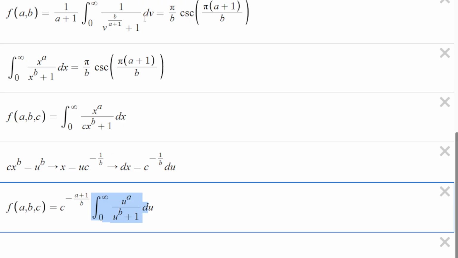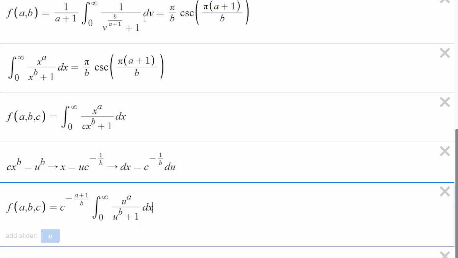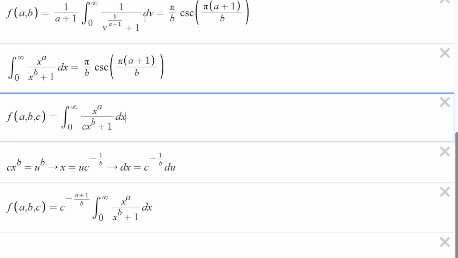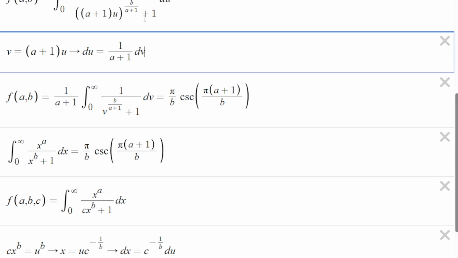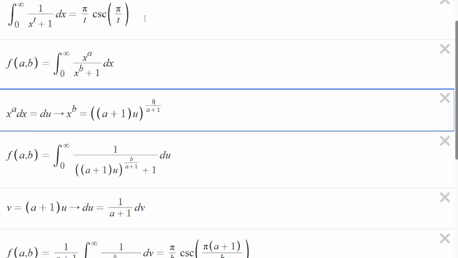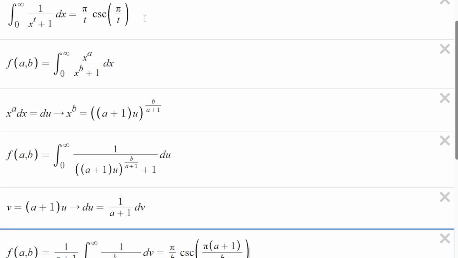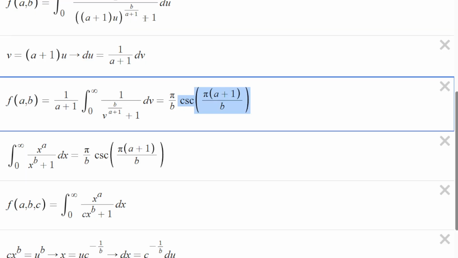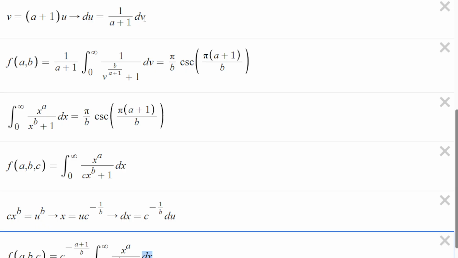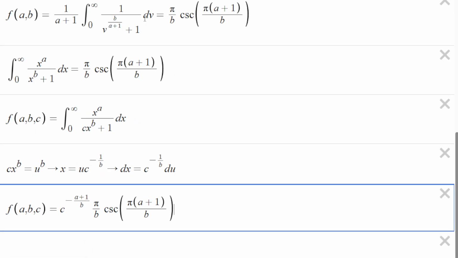All right, and now let's see, we can replace our dummy variables. We'll just put x, x, and x. And this is exactly our original f of a and b. You'll see that's right here, which we know is equal to this. So we can just put that right there. All right. So now we have our original f of a, b, and c, which is this thing, equaling this thing.